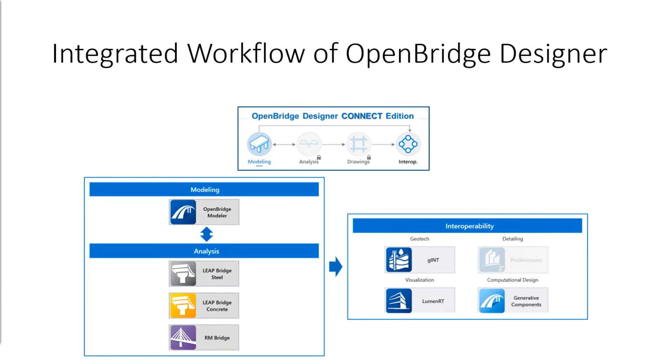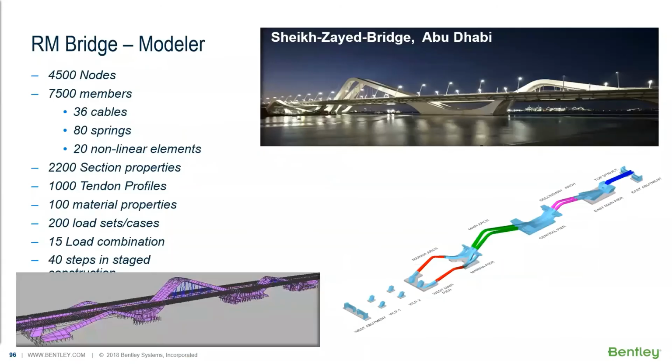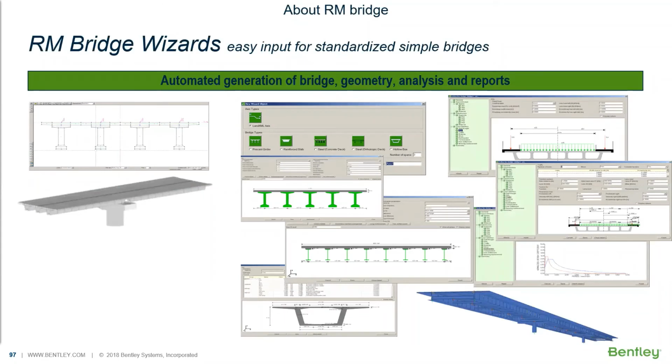if you have a special type of bridge with a special shape, you can use the generative components to do it. One example here is the Sheikh Zayed Bridge in Abu Dhabi. You can see this is not a typical bridge design, so it can be handled with RM Bridge. And then you have the wizard to help you do the bridges quickly on the typical types.